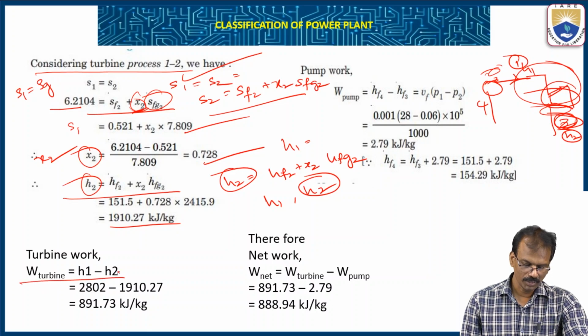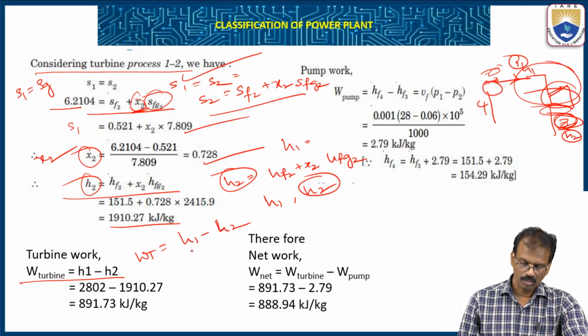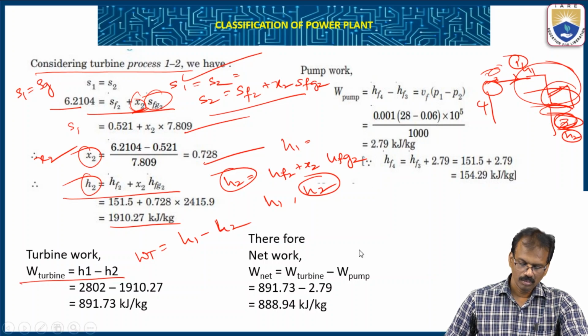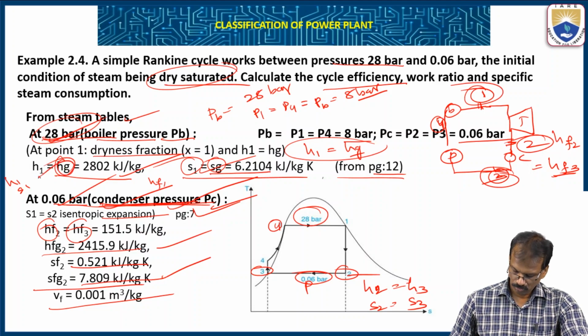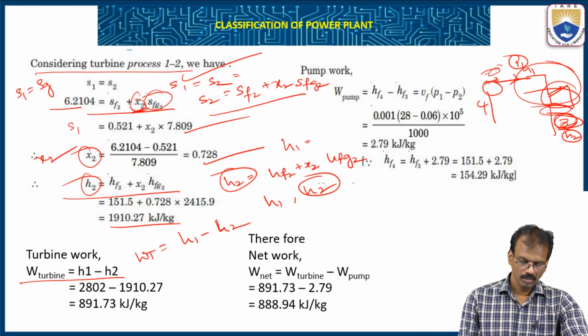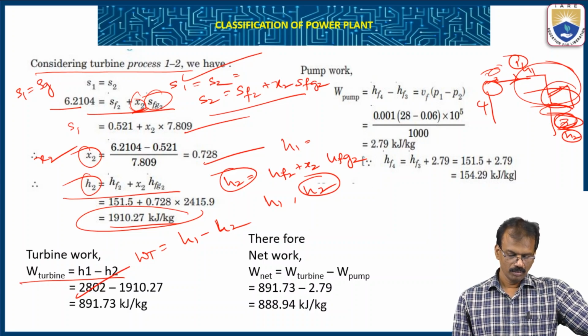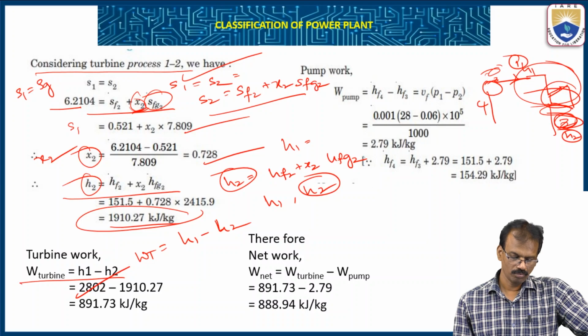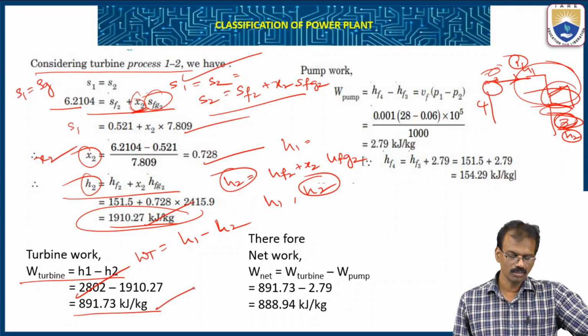This is the formula for the work done by the turbine. WT is equal to H1 minus H2. H1 you know already, H1 is equal to HG, that is 2802. And the H2 we already got from this formula, that is 1910.27. So if you subtract H2 from H1, you will get the value. That is, W turbine is equal to 891.73 kilojoule per kg. So this is the work done by the turbine.